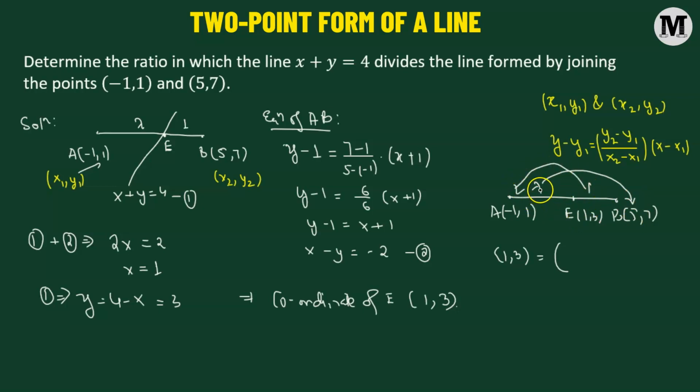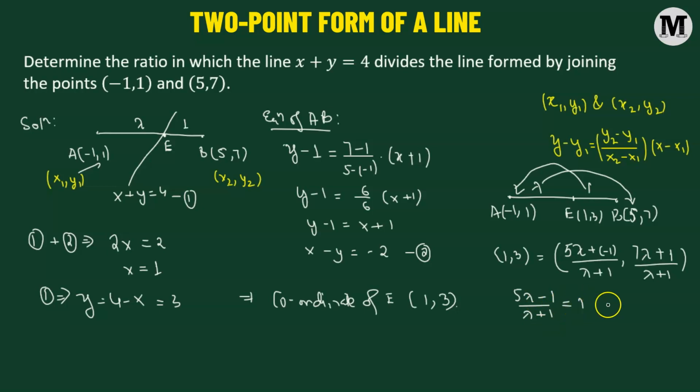To find the x coordinate, lambda gets multiplied with the x coordinate of point B. Since it is 5, we have 5 lambda, added to 1 times the x coordinate of point A, which is negative 1, divided by lambda plus 1. Then to find the y coordinate, we take lambda and multiply it with the y coordinate of B, so that's 7 lambda, added to 1 times the y coordinate of point A, so that's 1, divided by lambda plus 1. Now we have to equate the coordinates. We can do it on the x coordinate or the y coordinate, and both will give us the same value of lambda.